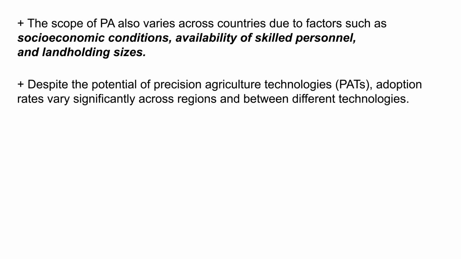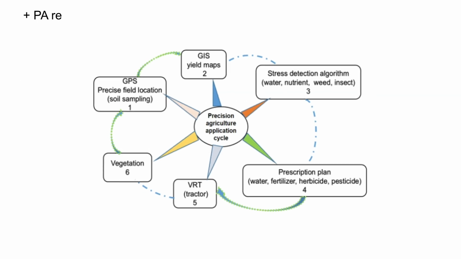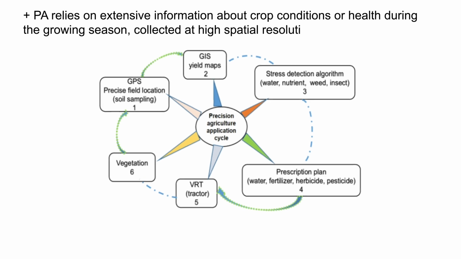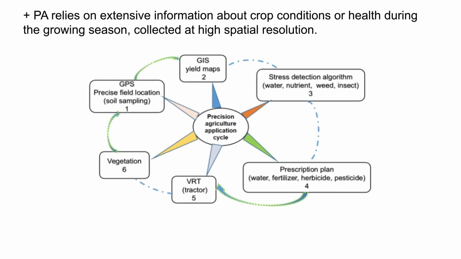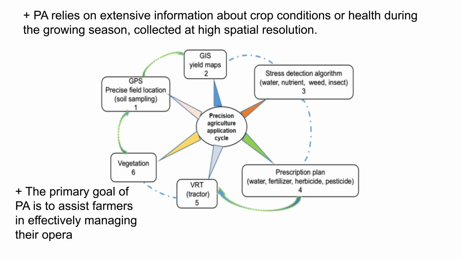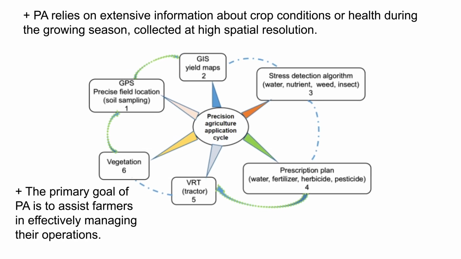adoption rates vary significantly across regions and between different technologies. Furthermore, PA relies on extensive information about crop conditions or health during the growing season, collected at high spatial resolution. Regardless of the data source, the primary goal of PA is to assist farmers in effectively managing their operations.